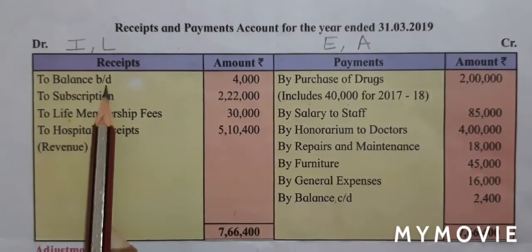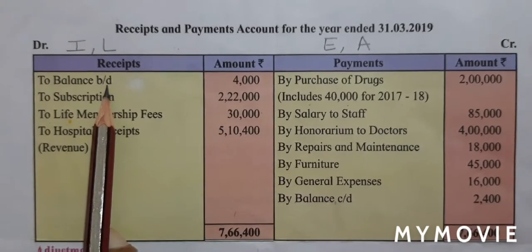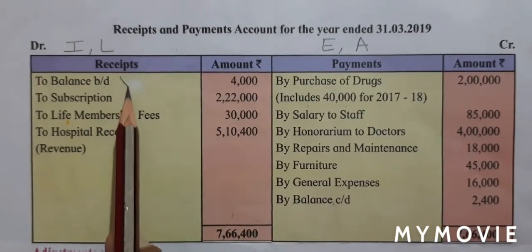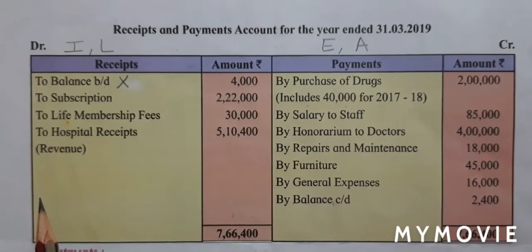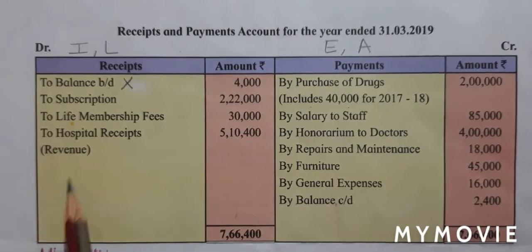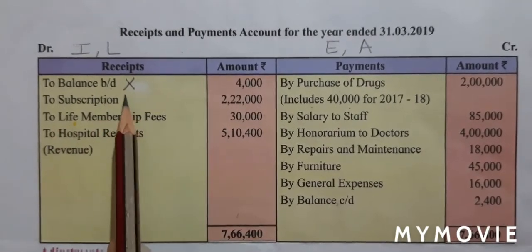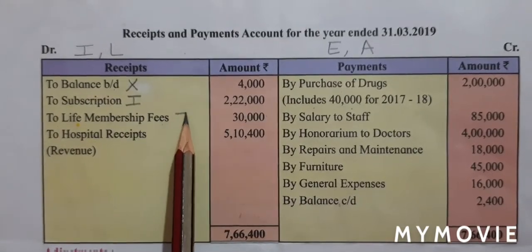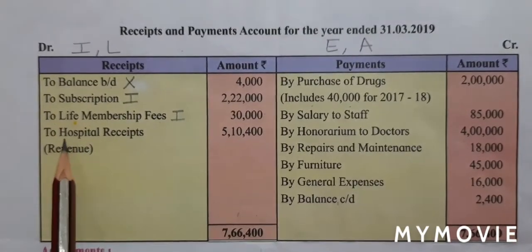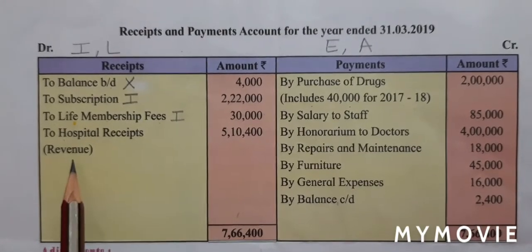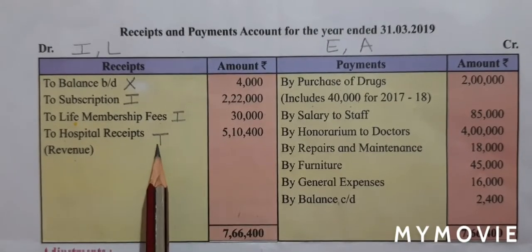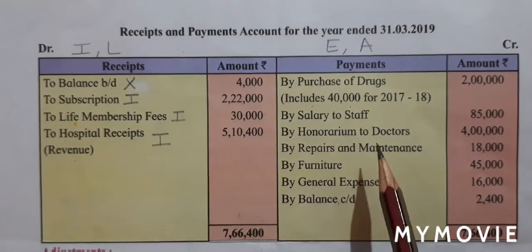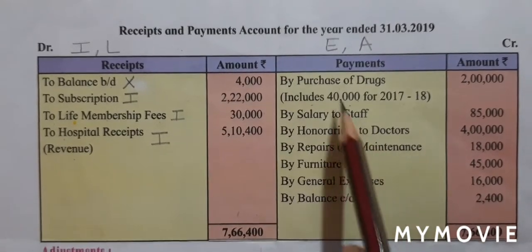To balance brought down is my opening cash balance. Opening cash balance is never considered. So we will mark a cross. Subscription income. Life membership fees income. Hospital receipts is given for revenue, which means income. We will now move on to the payment side.